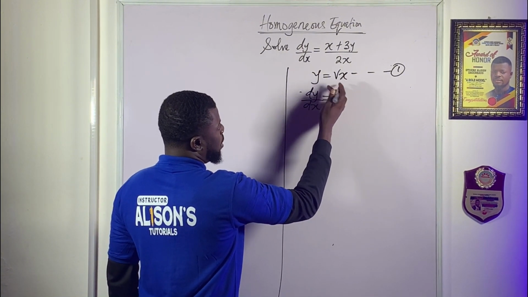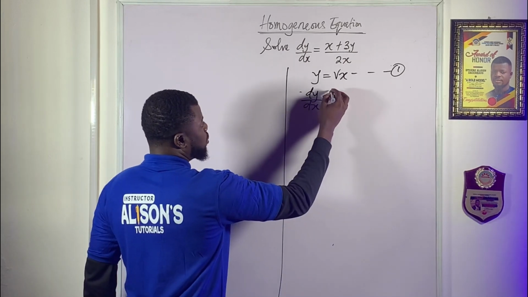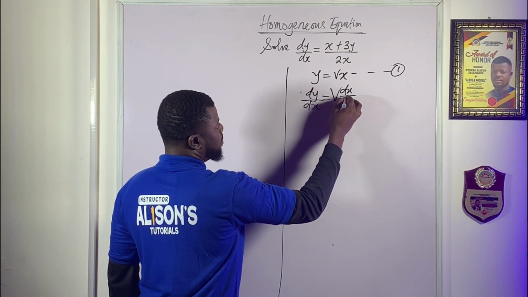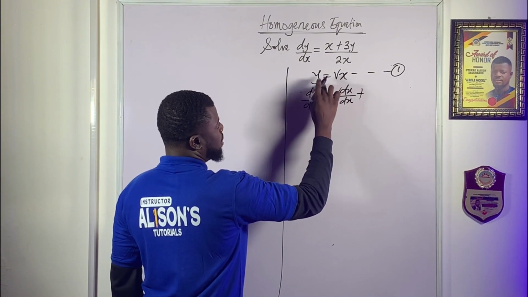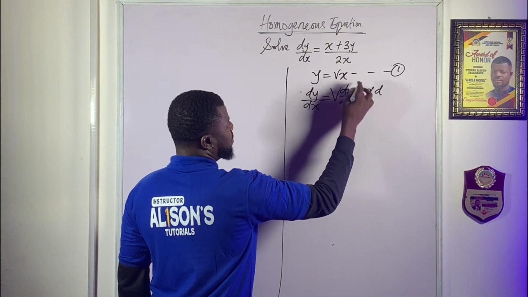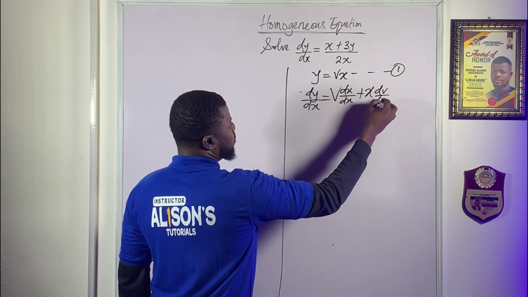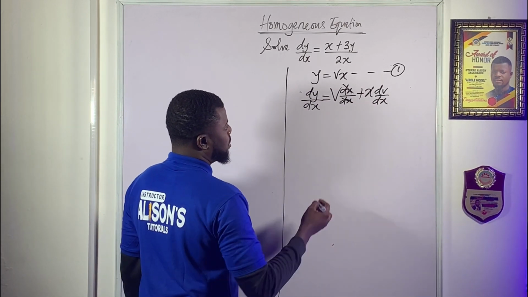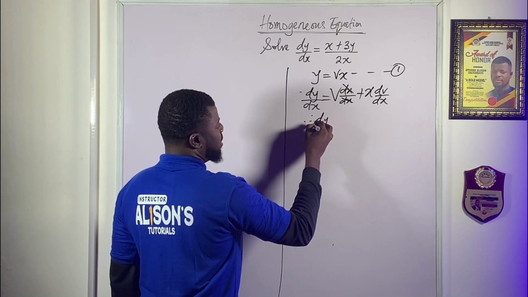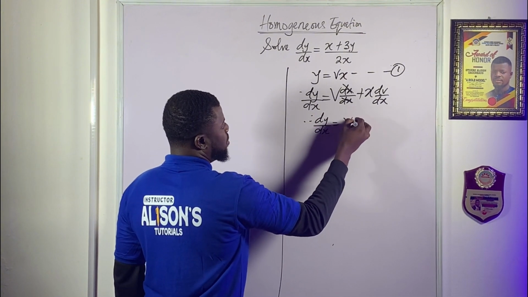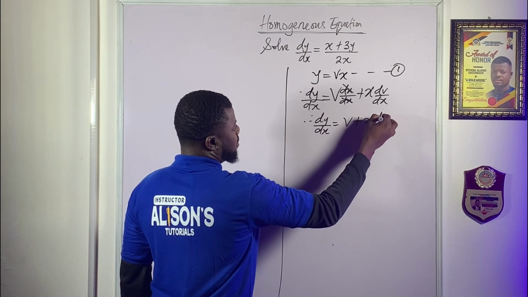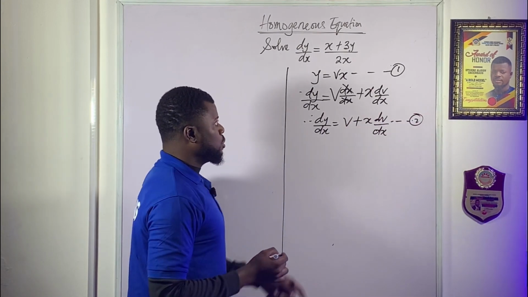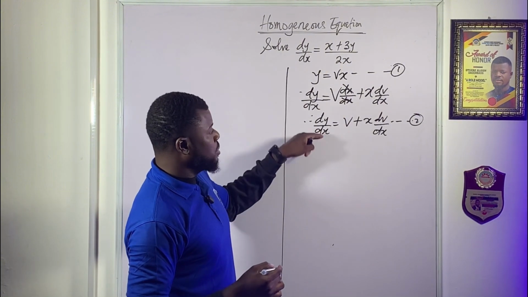be equal to, let me just show you, let me prove it. We just want to keep v constant and take the derivative of this x with respect to x, plus this time we need to keep x constant and take the derivative of this v with respect to x. So if we are able to achieve this, the x will cancel out. Therefore, we have dy over dx equal to v plus x dv over dx. Let's make this equation 2. So these are the two parameters we need to solve this problem.